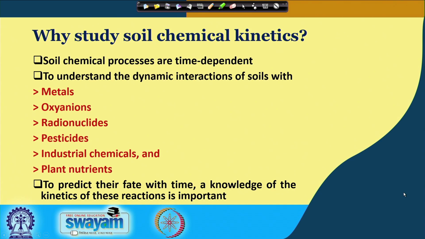In our first lecture we first discussed why study soil chemical kinetics. Soil chemical kinetics is very important because soil chemical processes are very time dependent, and different metals, oxyanions, radionuclides, pesticides, industrial chemicals and plant nutrients, and their reactions are governed by these different chemical kinetics. So, that is why it is very important that we learn about chemical kinetics, and we also need to predict the fates of these different metals, oxyanions, radionuclides and pesticides in the environment. For that also we need to understand soil chemical kinetics.